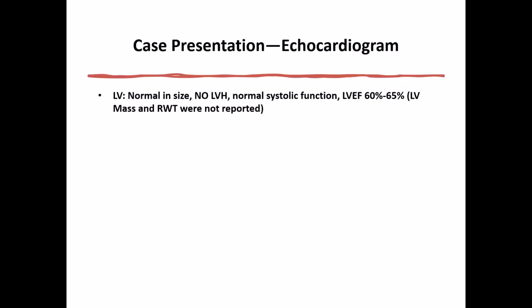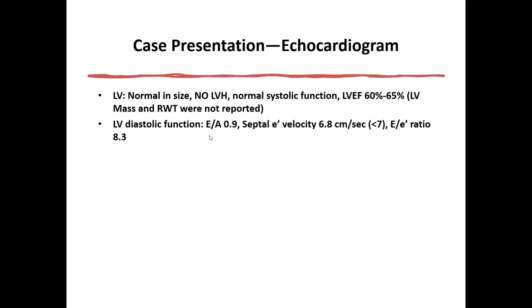So these are all the things we look at specifically in a patient with unexplained shortness of breath on the echocardiogram. So is the left ventricle normal in size? Is there left ventricular hypertrophy or not? And what is the systolic function? And to be detail-oriented, we should actually be doing left ventricular mass and relative wall thickness, which were not done in her case.